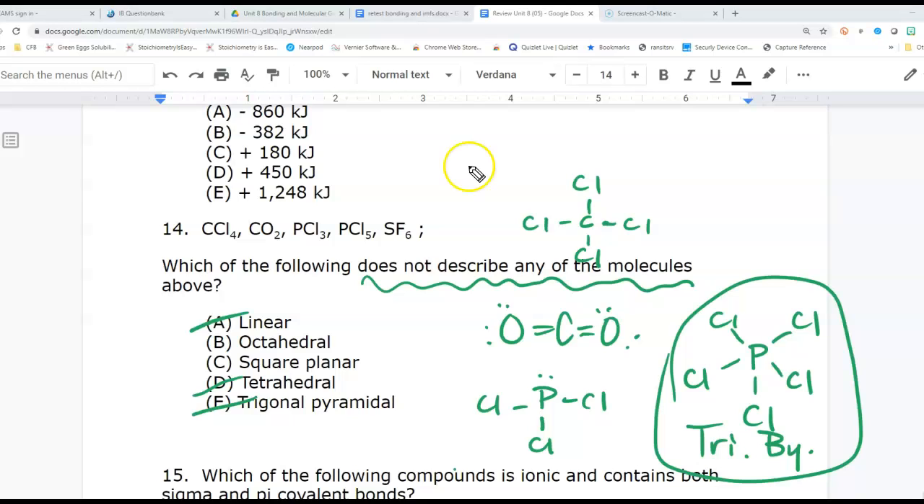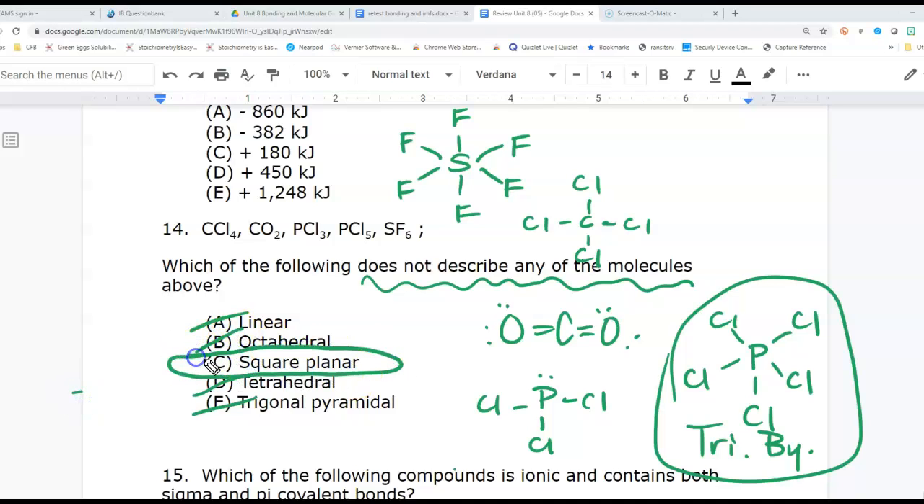So we're going to go on, and SF6 is going to look like this. We're going to have 6 F's, as in fluorine, around my S, sulfur, and that's actually going to be octahedral. That means that the only one that is not represented by any of those molecules is the square planar one.